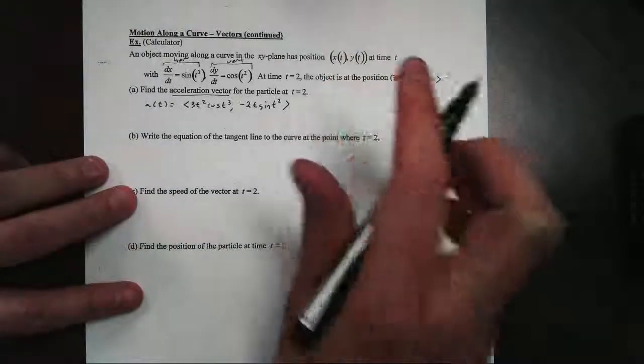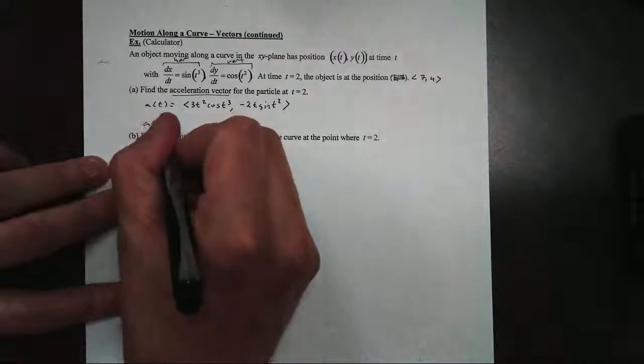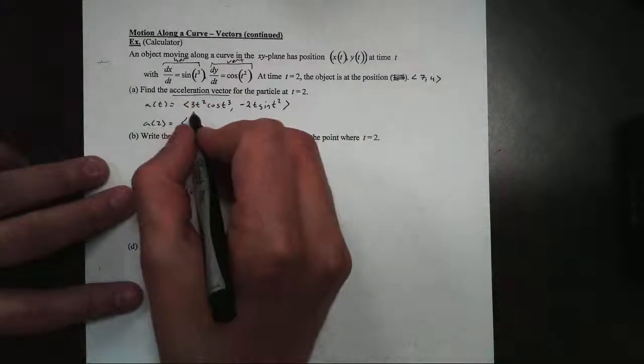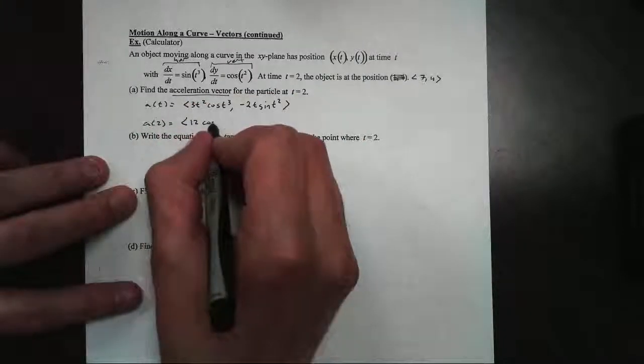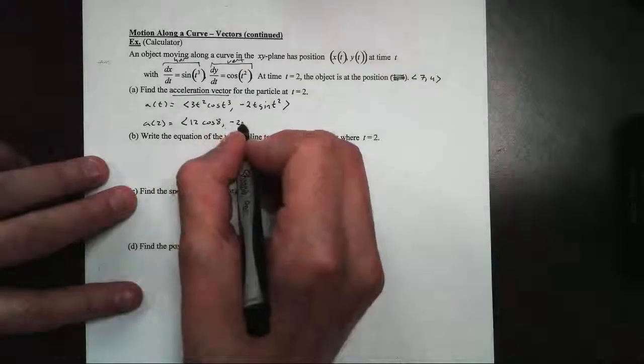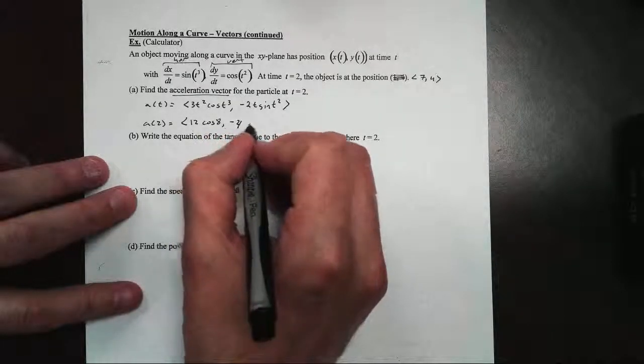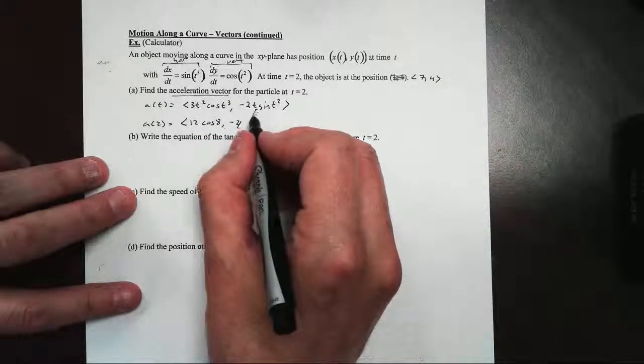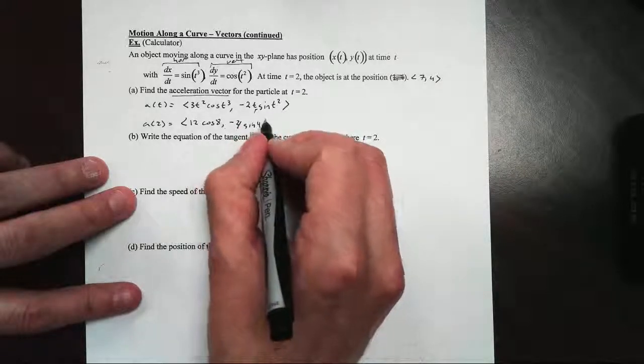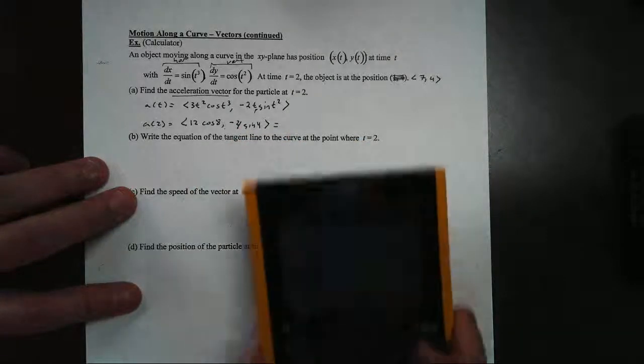Now they want me to find the acceleration at t equals 2. So if I plug in all of those, this becomes 12 cosine of 8, and negative 2 times 2, which is negative 4, sine of 4. And let's use our calculator to go ahead and get that.